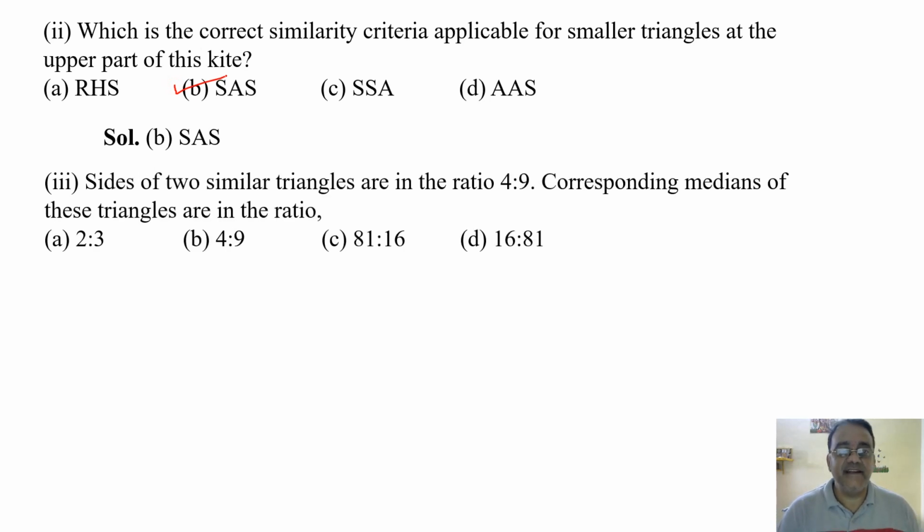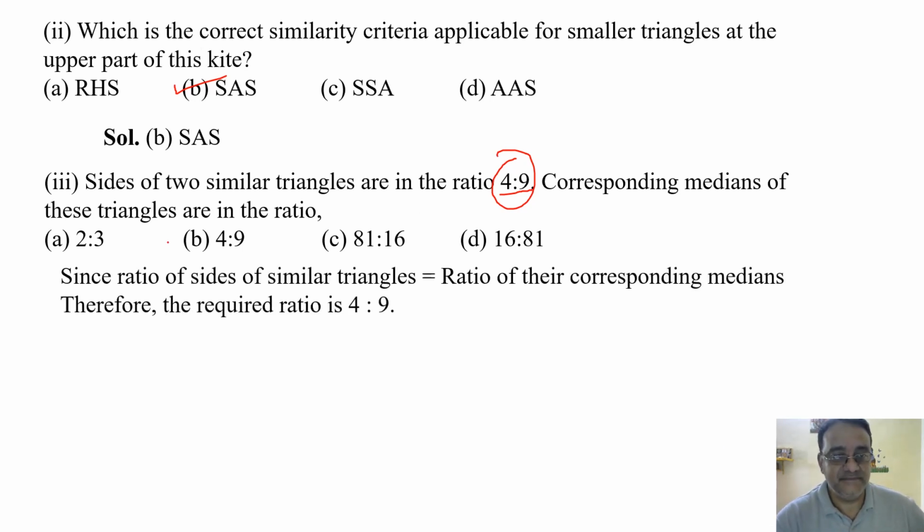Now the next, sides of two similar triangles are in the ratio 4:9 and corresponding medians of these triangles are in the ratio. See, we have studied that the ratio of areas of two similar triangles is equal to the ratio of the squares of their corresponding sides. Theorem 6.6, ठीक है? उसी का हम लोग corollary भी किए थे. The ratio of areas of two similar triangles is equal to the ratio of the squares of their corresponding medians. That means the ratio of corresponding medians is equal to the ratio of corresponding sides. So side का अगर ratio दिया हुआ है 4:9, so median का भी ratio 4:9 होगा. This is clear? Yes, sir.